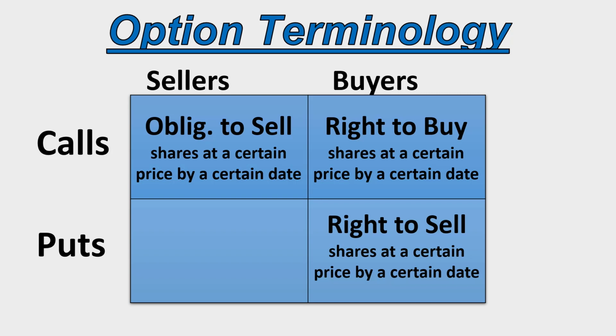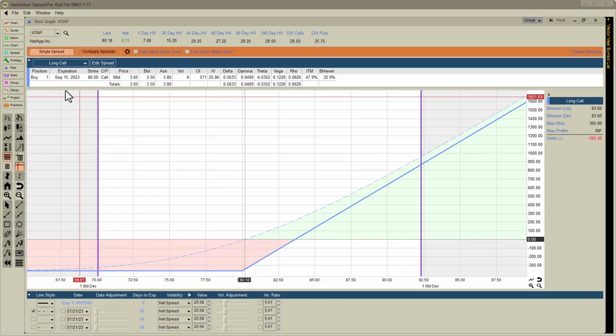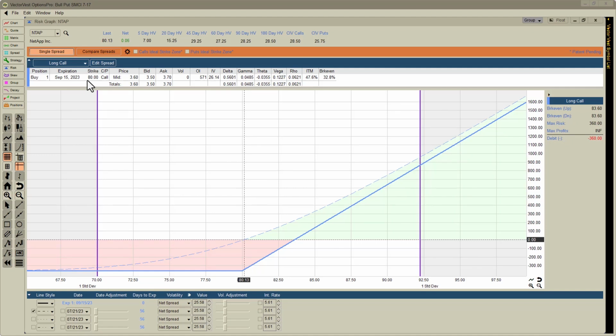So let's do this. Let's take a look at that same trade, NTAP. So again, I'll choose the September 15th option. It's about 56 days away. That's fine, right around 45 days. Now, what I'm going to do is instead of buying a call, I am going to sell a call and simultaneously purchase the stock. Now, I want you to watch what this does.